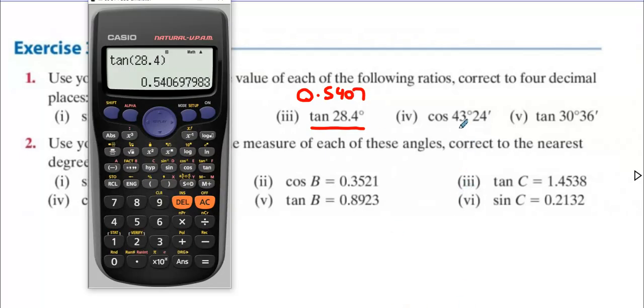Next one's different. The next one wants you to do 43 degrees 24 minutes. So you have to do cos 43, press the degree button, then press 24 and press the degree button as well. On this calculator, it's below the square root sign. On the newer calculator, it's still below the square root sign. Yes. Who got 0.7266?